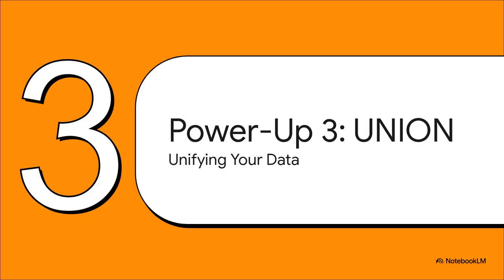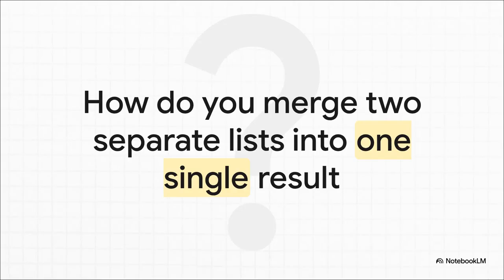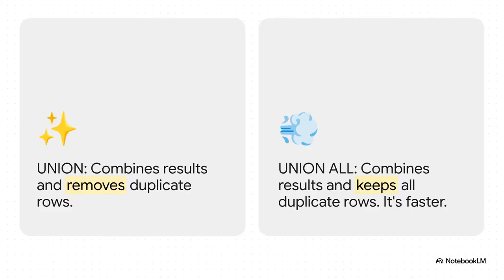All right, power-up number 3. Let's tackle something you're going to run into all the time in the real world. Your data is scattered across different tables. Union is the tool you need to pull it all together. So picture this. You have a table of authors and a totally separate table of readers. But you want to see a single master list of every single person involved, authors and readers together. How do you basically stack those 2 lists on top of each other into one? That's the job of Union.